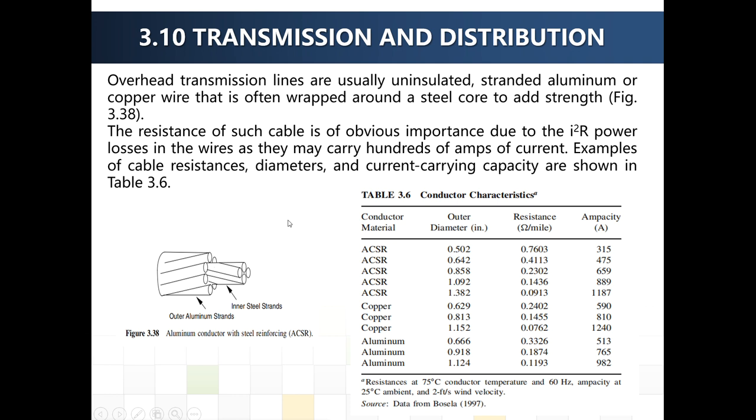Table 3.6 shows examples of cable resistance, diameters, and current carrying capacity. For example, the ACSR with the diameter of 0.502 inches has the resistance 0.7603 ohm per mile, and the carrying amp capacity is 315 amps.